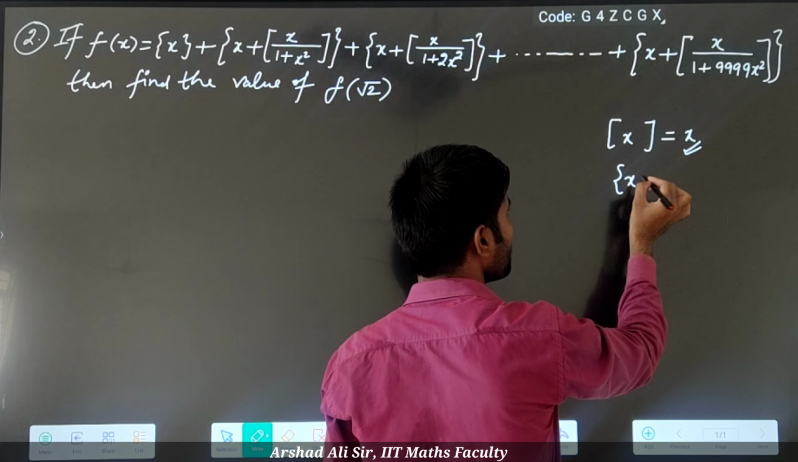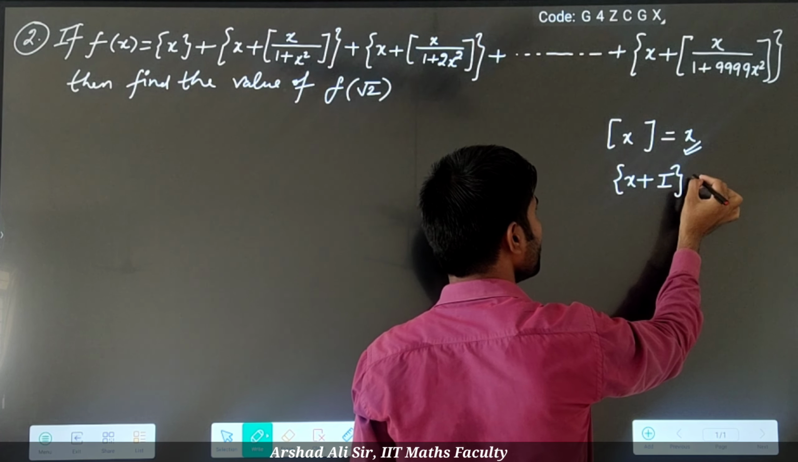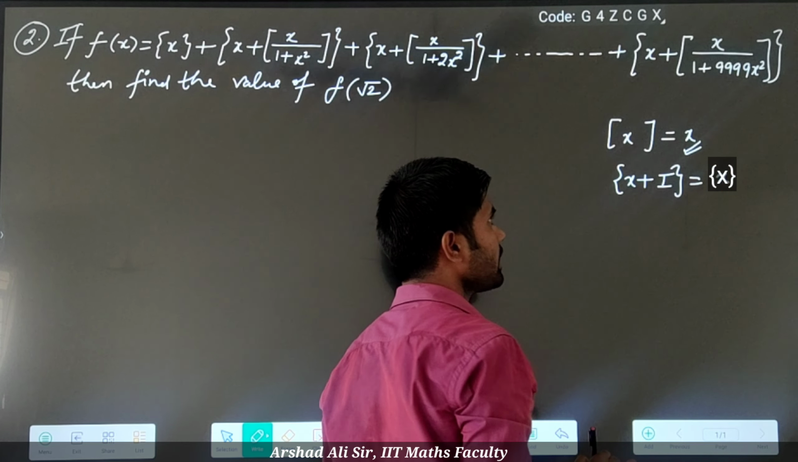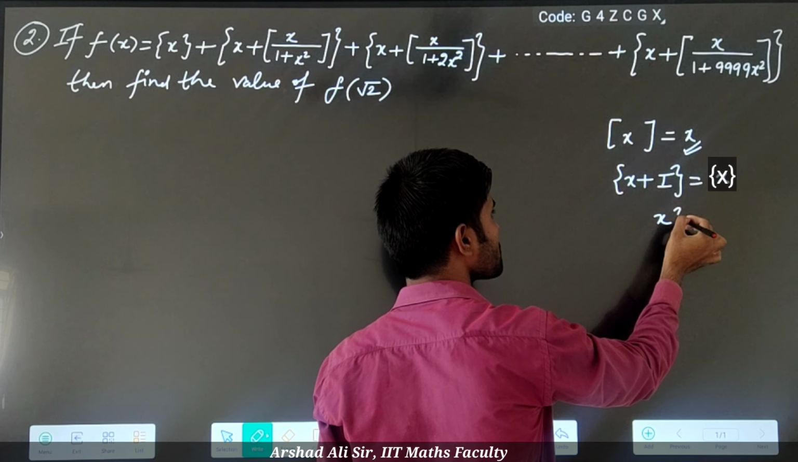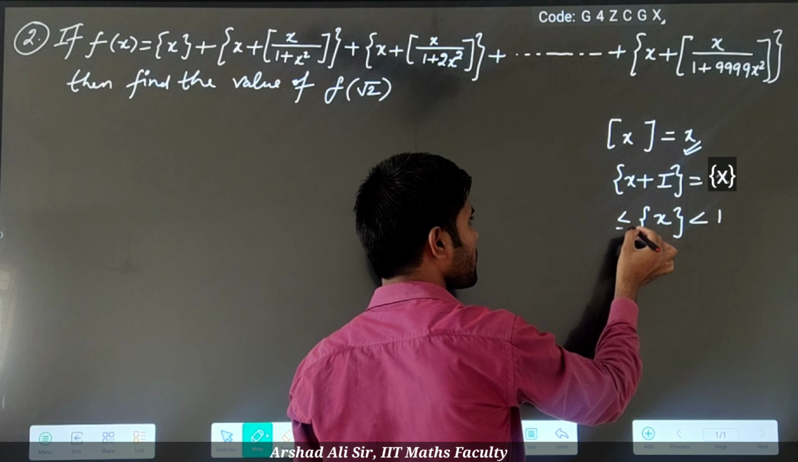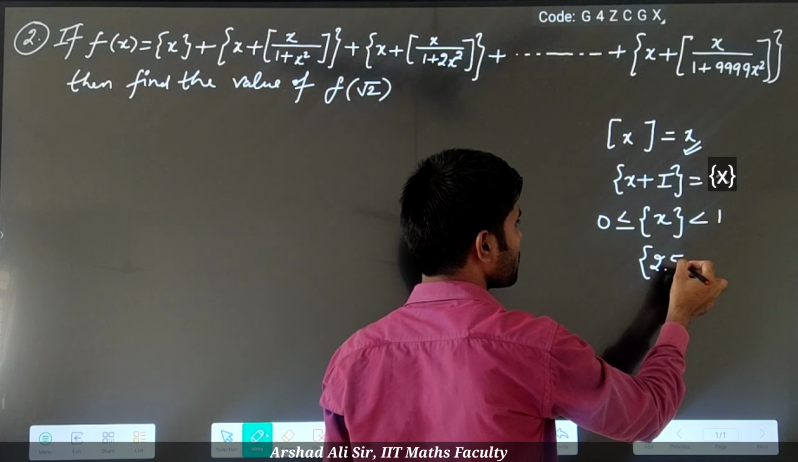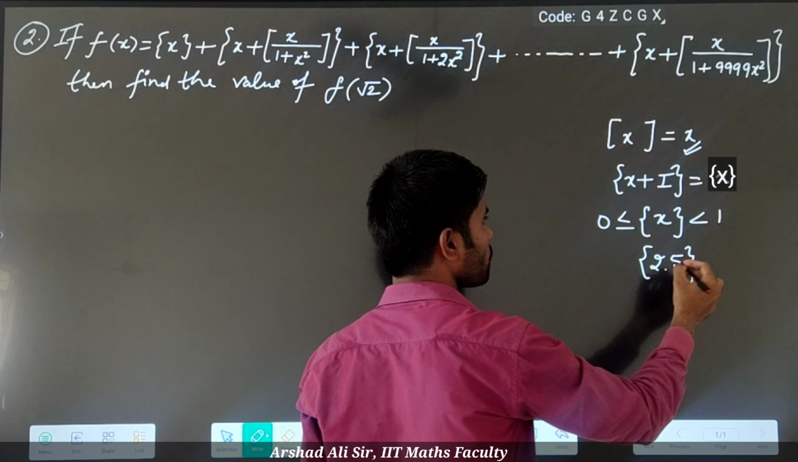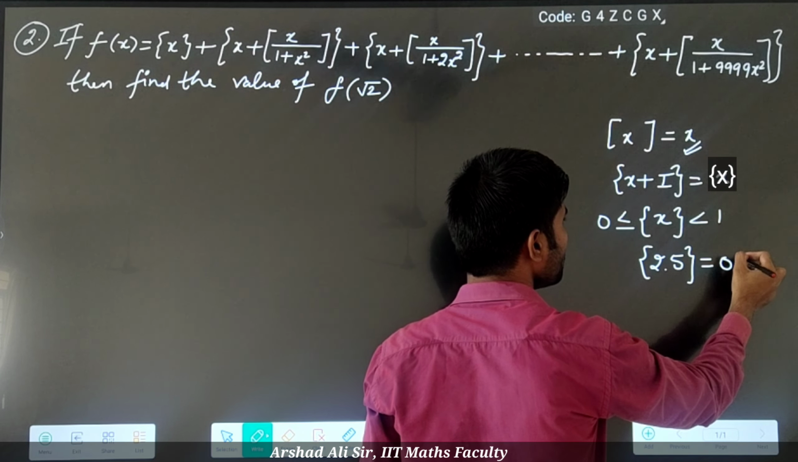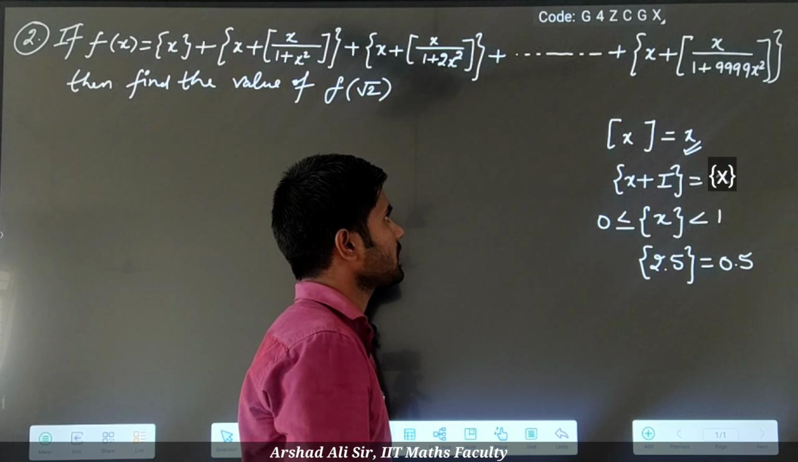Suppose here you are putting x, any number, plus any integer, the fractional part of it is equal to the fractional part of x. And what is the range of the fractional part function? The fractional part function is always less than 1 but greater than or equal to 0. Suppose you are writing 2.5, so what is the fractional part of 2.5? It will be 0.5, and 0.5 is greater than 0 but less than 1, okay student.